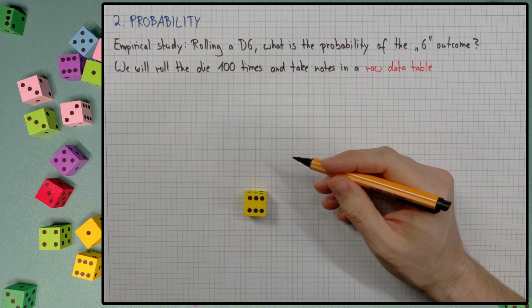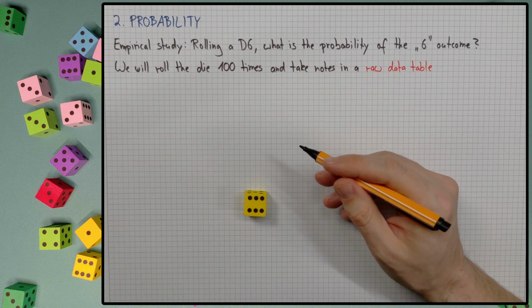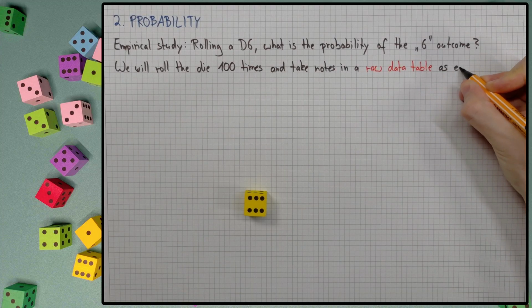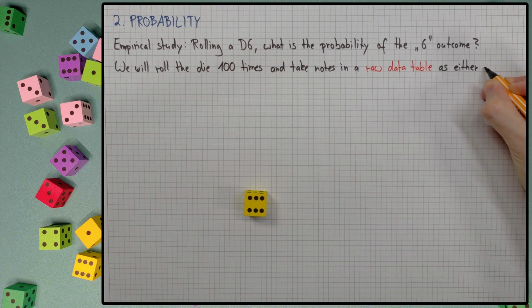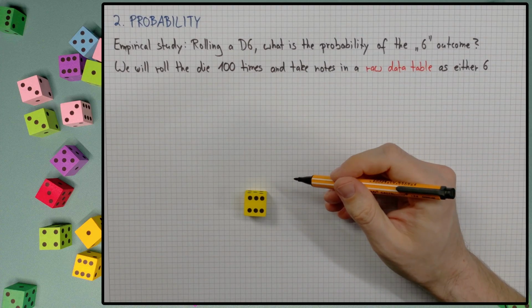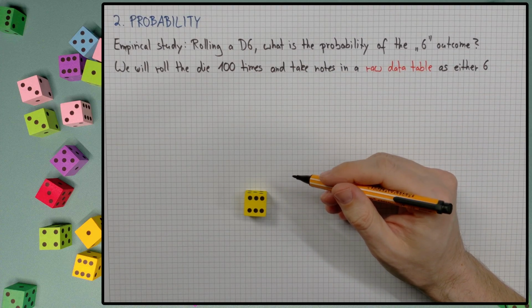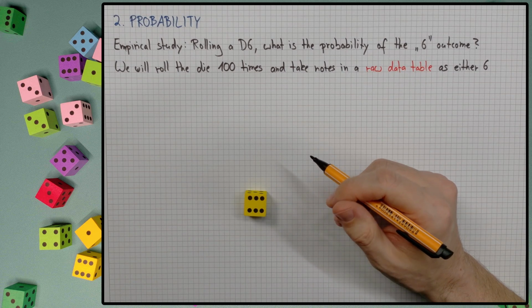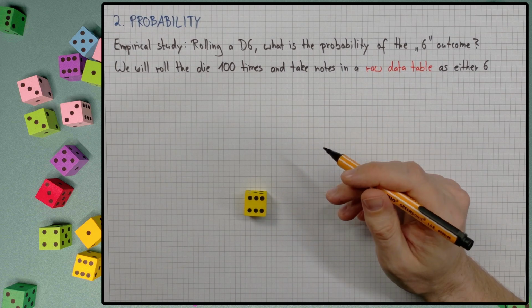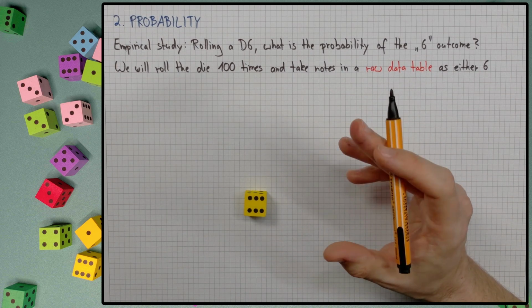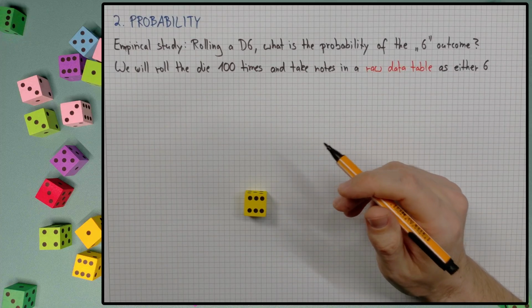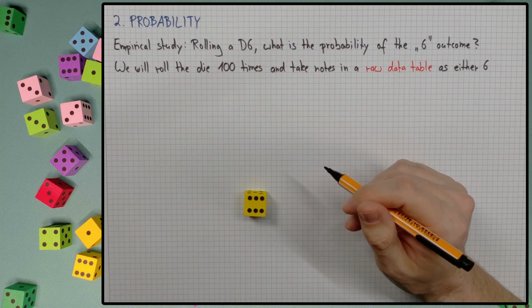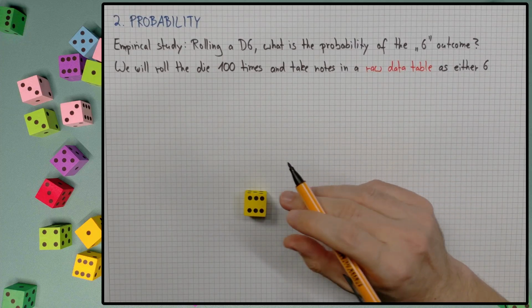Which basically means we are going to write down either 6 whenever we roll a 6 or 6 dash, the complementary event, which stands for all the other outcomes. We are not going to note down 1, 2, 3, 4, and 5. They all are summarized by 6 dash.